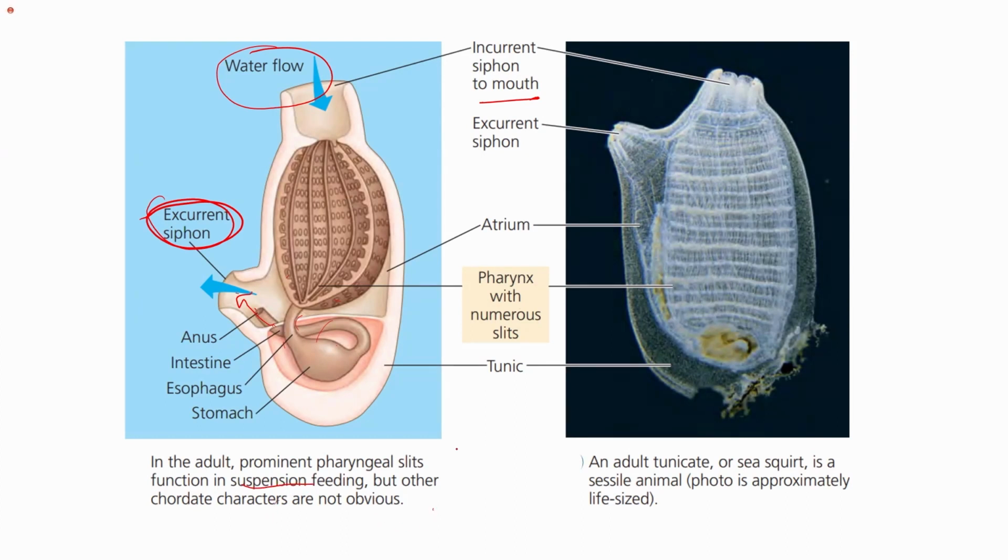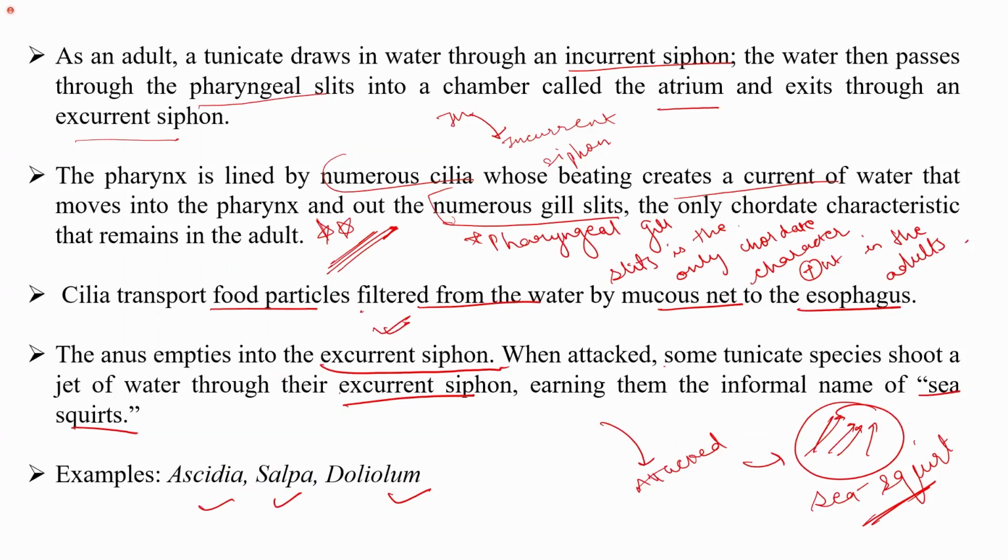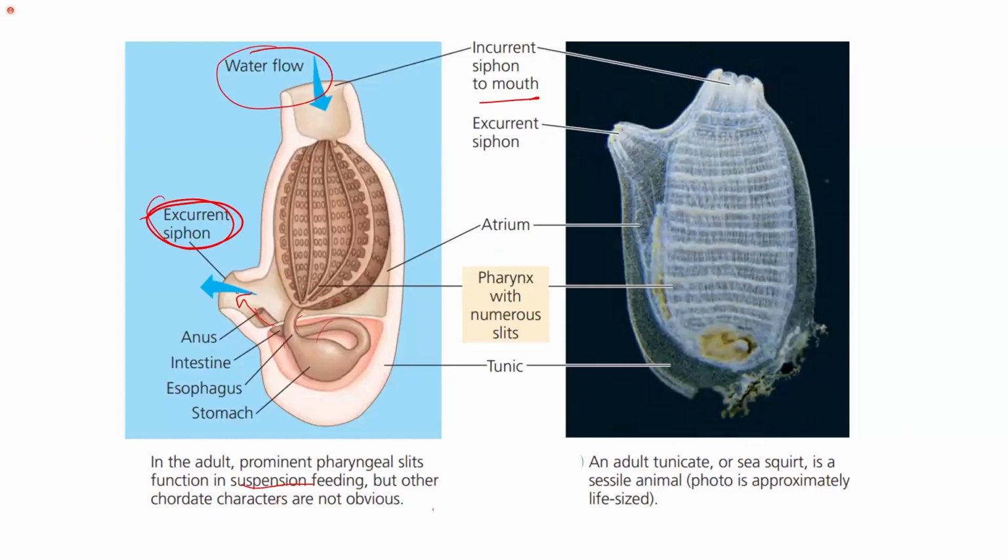You can see here, this adult tunicate, or sea squirt, is a sessile animal, and examples include Ascidia, Salpa or Doliolum. So this was about the urochordates.